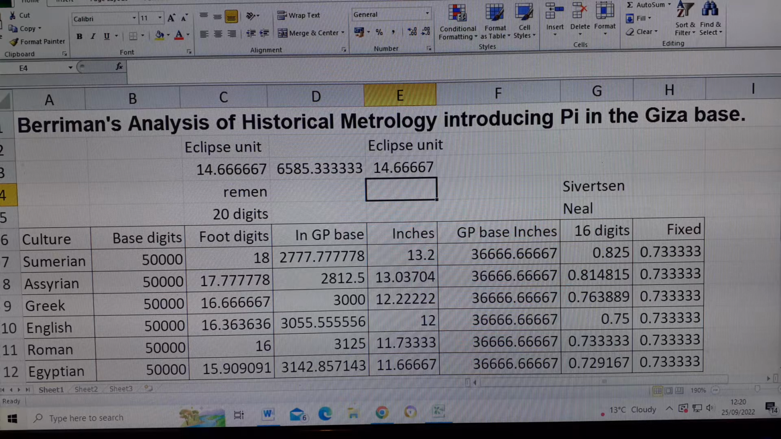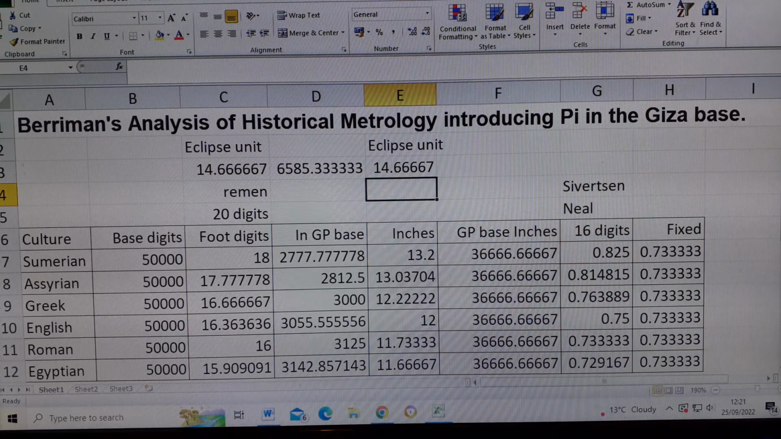And today I'm going to talk about Berriman's analysis of historical metrology, introducing pi into the base of the Great Giza Pyramid. And in Berriman's book, he compares the length of the foot in different ancient cultures against the Egyptian Remen of 20 digits. And when he does this, in every case, there are 50,000 digits in the base of the Giza Pyramid.